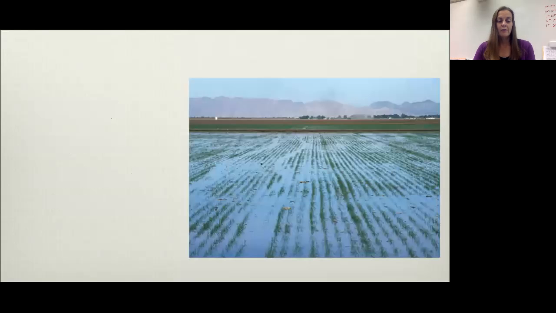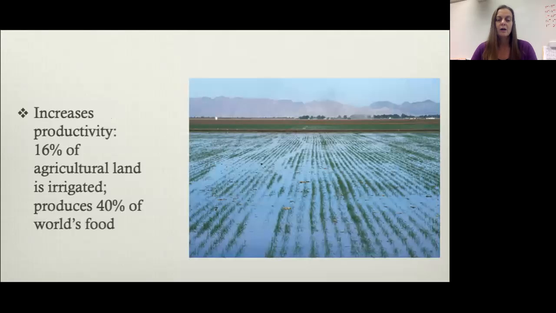So 4 main forms. Well, before we jump into the forms, let's talk about why we use irrigation. So we use irrigation because it increases productivity. Approximately 16% of agricultural land is irrigated. Only 16%. Now think about that for a minute. Almost 70% of the world's water is used for irrigation, but only 16% of agricultural land is irrigated. And yet that same small 16% of agricultural land produces 40% of the world's food. And so it has a huge impact on our worldwide food supply.